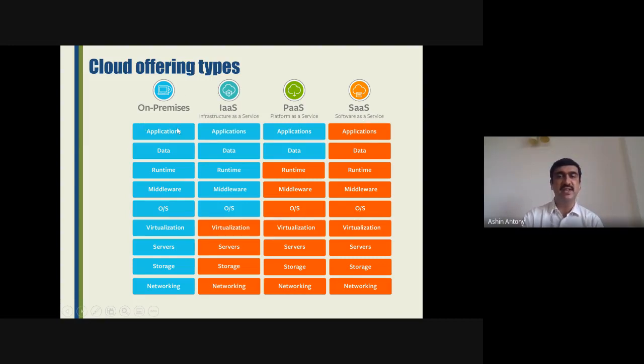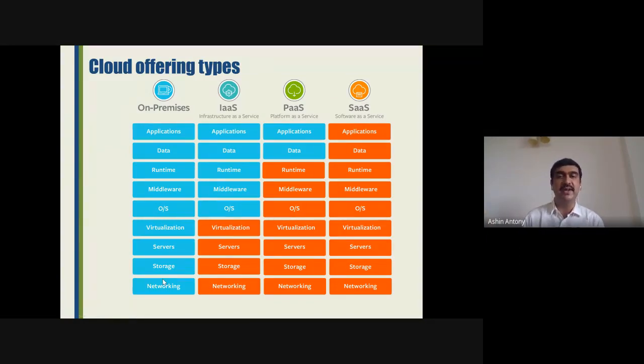On-premises, everything you do, all these blue areas, is something that you need to do on your own. You need to have the networking, storage, servers, if you need. Of course, most of them do have virtualization set up. On top of it, they have operating systems, the middleware, runtime, data, and application, right? All this on your own in your literal office is on premise.